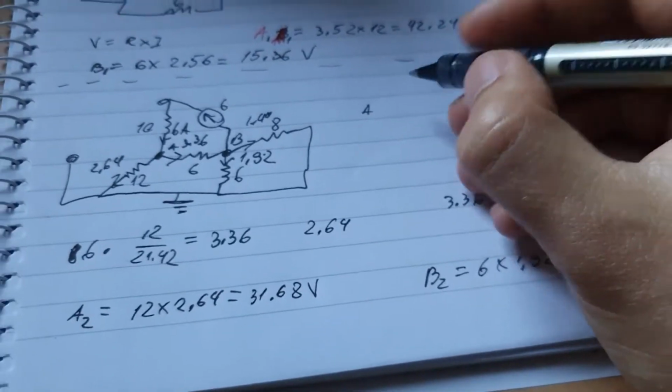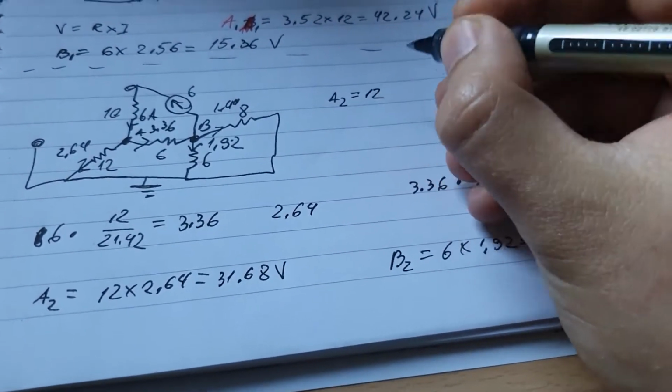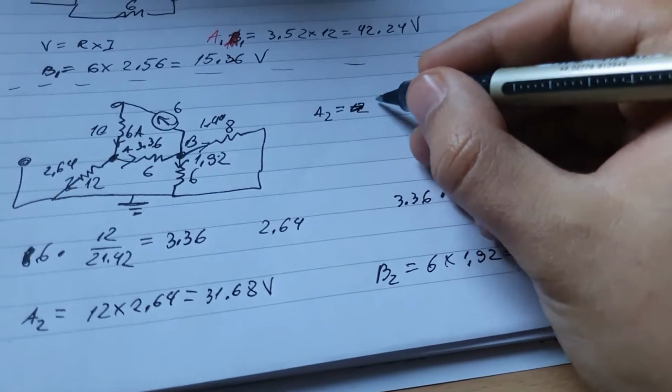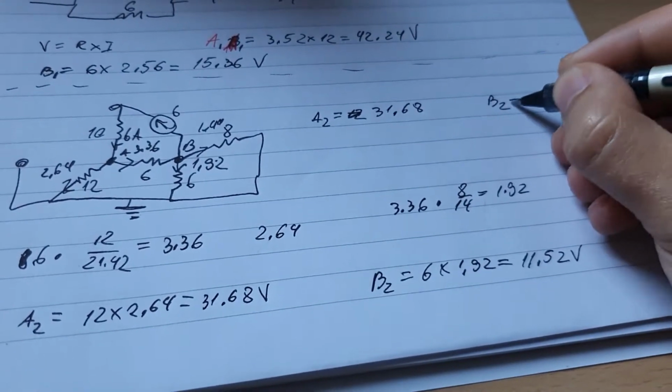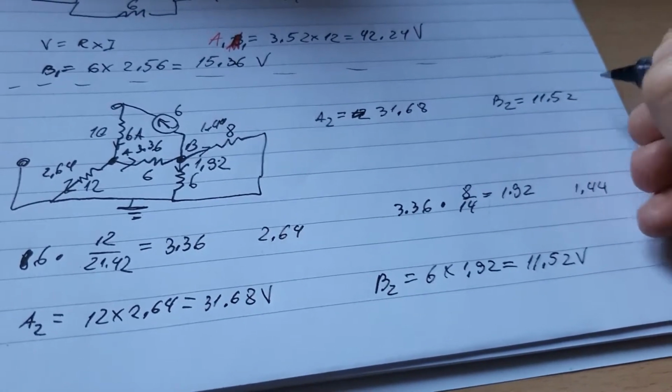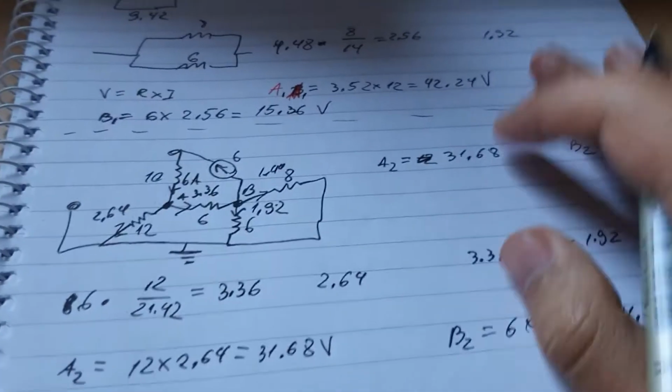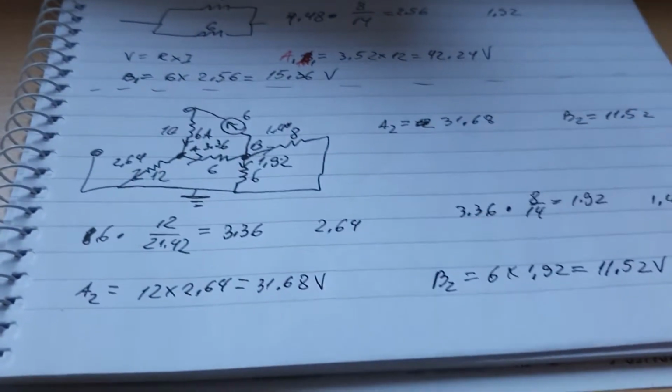That's good. So A2 is equal to 31.68, and then B2 is equal to 11.52. Okay, let me go to the next page now. So I'll pause here. Okay, I'm back with the blank page now. So let's keep going then.